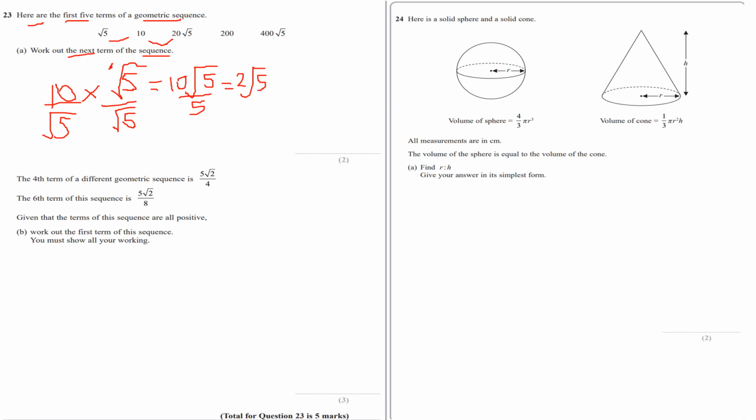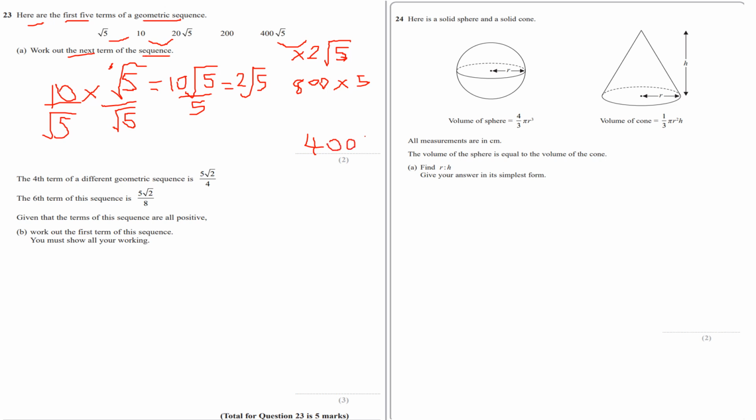Sorry, not common difference, common ratio. Okay, so I'm multiplying by 2 root 5. So I'm going to multiply this by 2 root 5. Okay, so multiplying surds together. Okay, numbers go with numbers and surds go with surds. So 400 times 2 is going to be 800, and root 5 times root 5 is going to be 5. So it's 800 times 5, which gives me the answer of 4,000. So 4,000 is the answer for that question.